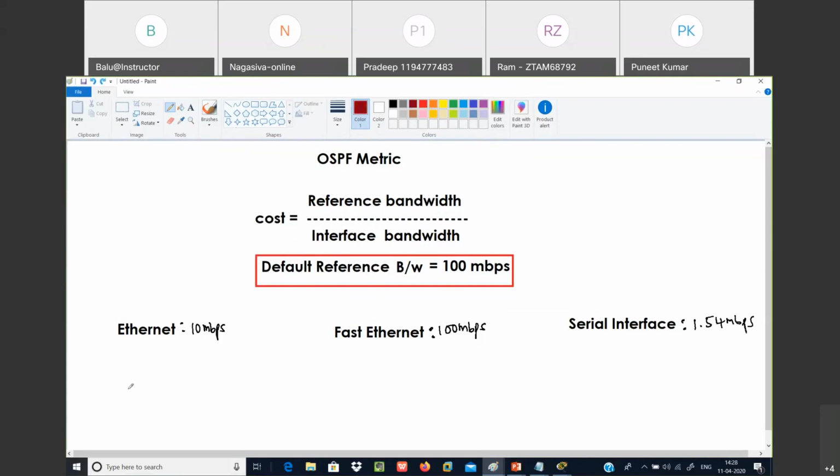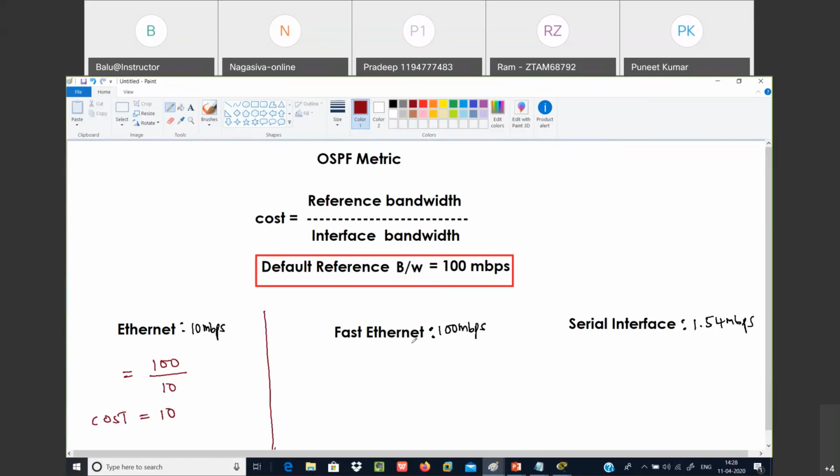What is the cost formula? Reference bandwidth, and the default reference bandwidth is 100 Mbps, divided by interface bandwidth. For the Ethernet interface, bandwidth is 10. 100 by 10, so the cost of Ethernet is 10.